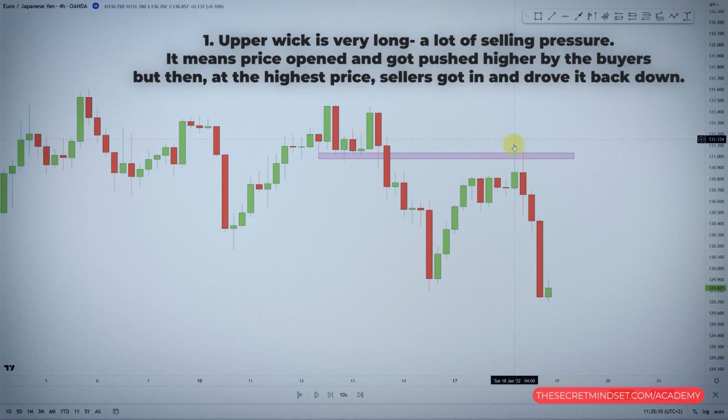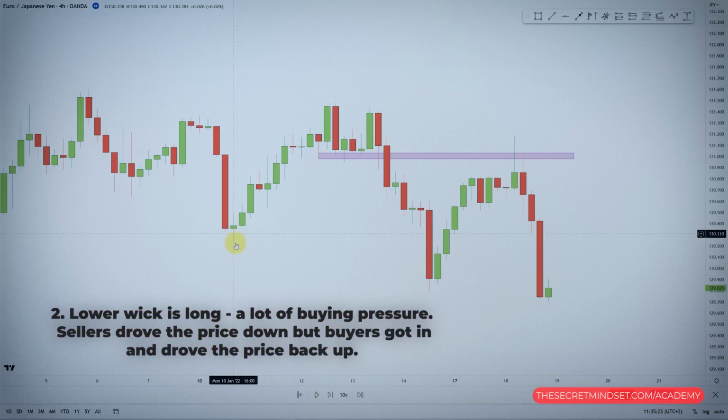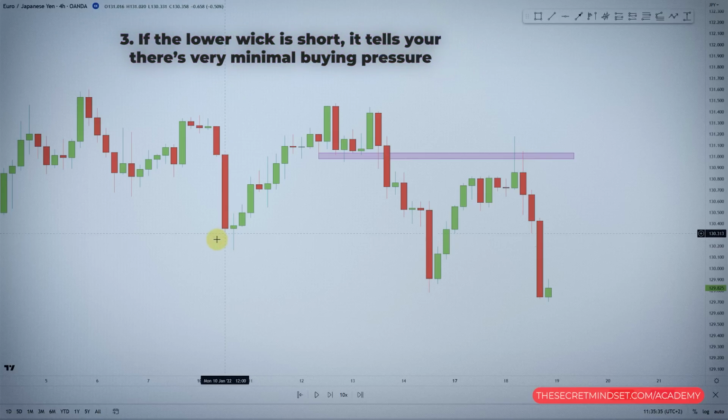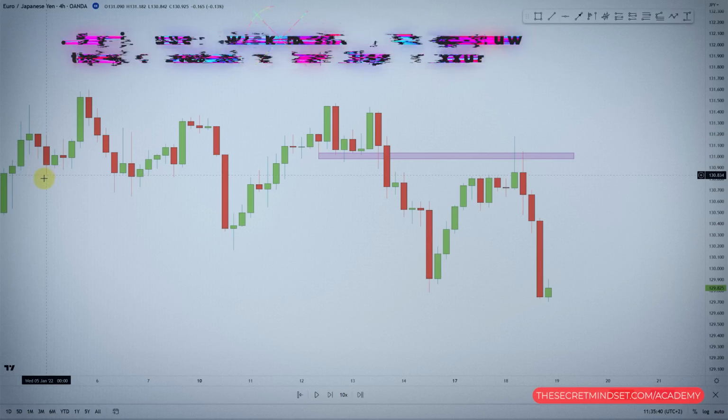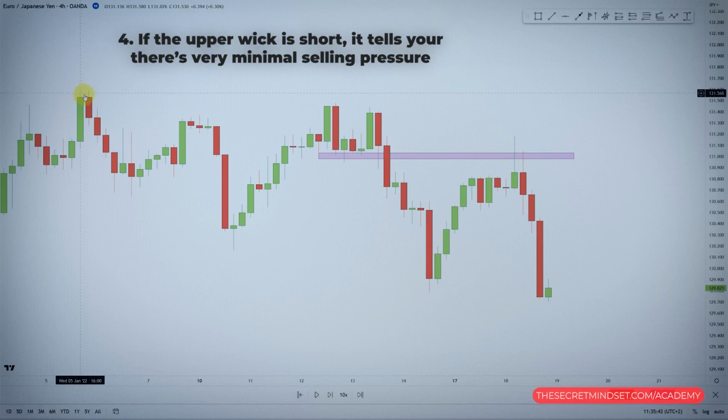If the upper wick is very long, it means price opened and got pushed higher by the buyers, but then at the highest price, sellers got in and drove it back down. If the lower wick is long, it tells you that there is a lot of buying pressure. Sellers drove the price down, but buyers got in and drove the price back up. If the lower wick is short, it tells you there's very minimal buying pressure. If the upper wick is short, it tells you that there's very minimal selling pressure.